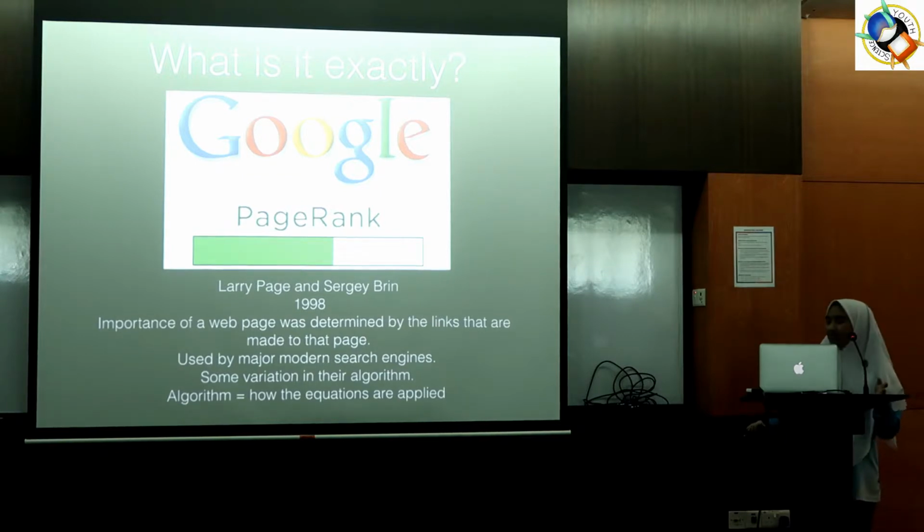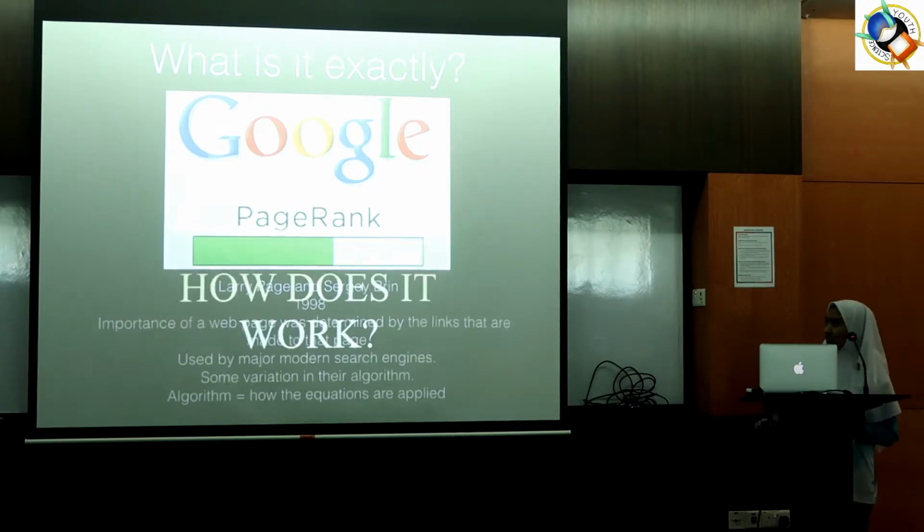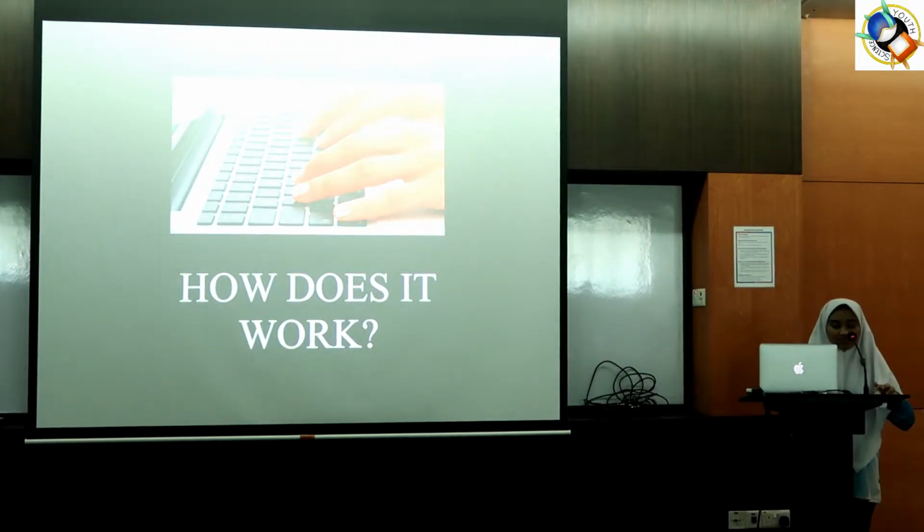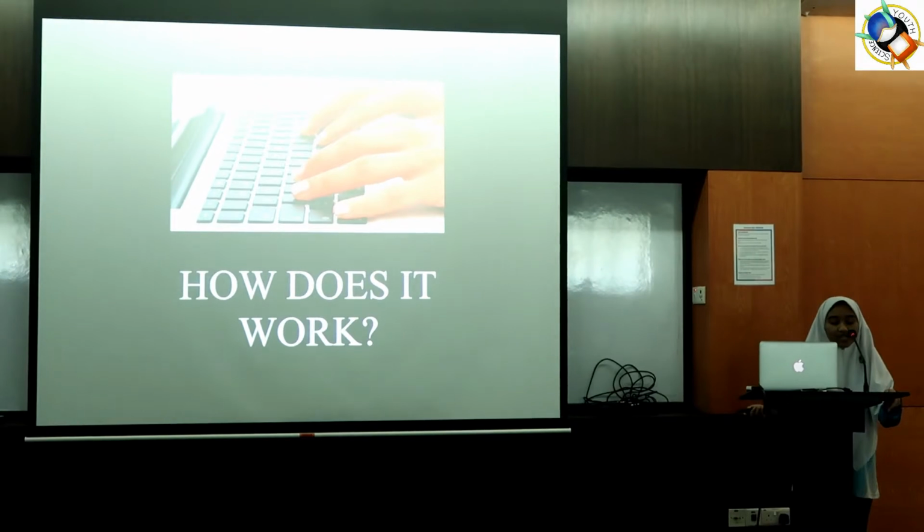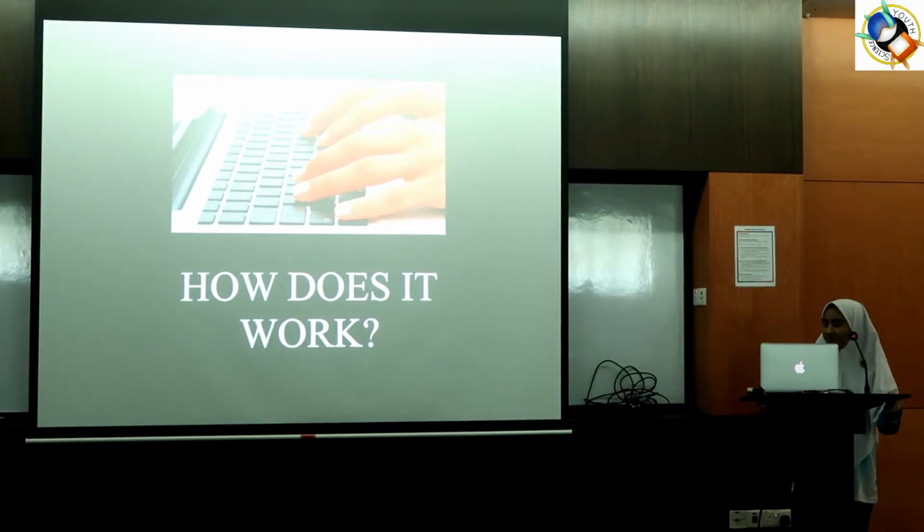They use this method with some variation in their algorithm, and an algorithm, in simple words, is the method of how they apply the equation that they have. So how does this work? Let me explain how PageRank works in the simplest way possible.